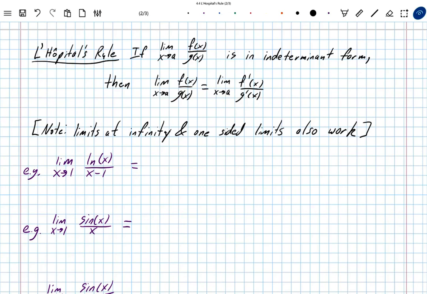Okay, so don't mix this up with the quotient rule. Don't start taking the derivative of the top and bottom separately when you want to do the quotient rule. This only works for L'Hopital's rule, that we can just compare the derivatives if we can't really compare the original functions.